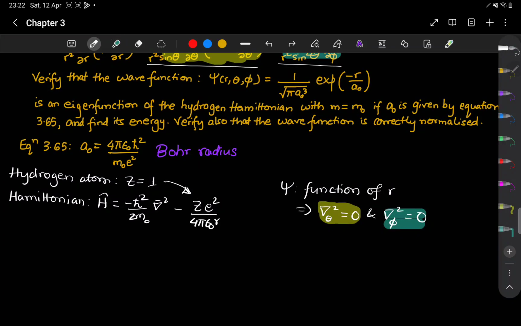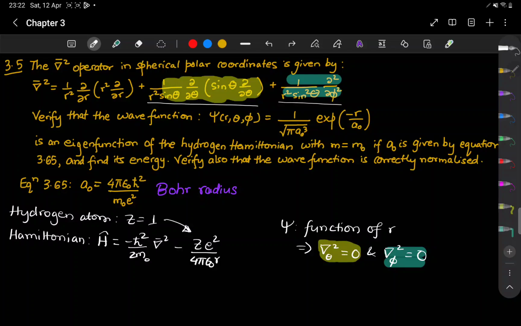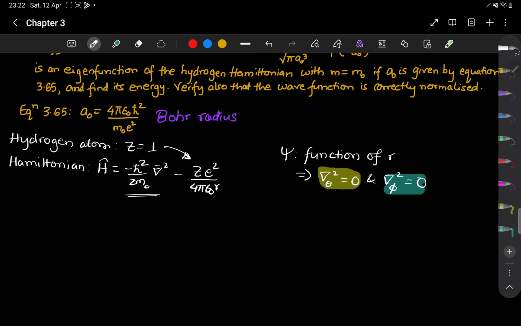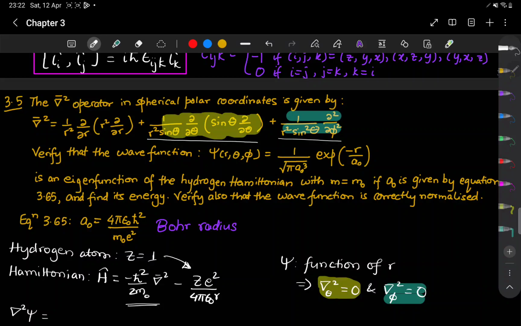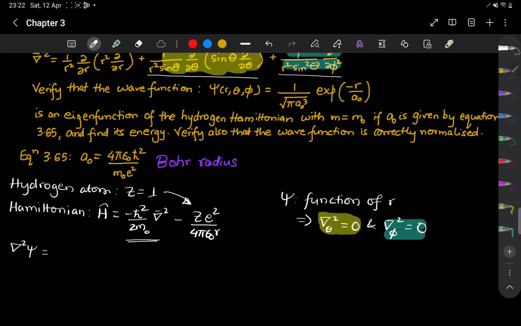Now let us come back to our Hamiltonian. So first let us look at the first term in the Hamiltonian, this term right here. So grad squared psi, and only the term in the r component will survive. So we have 1 over r squared del over del r of r squared del psi over del r.